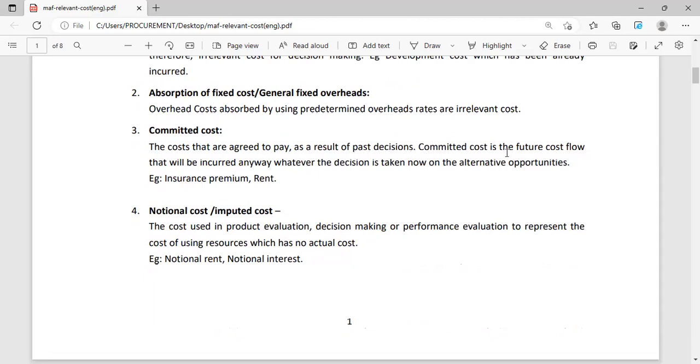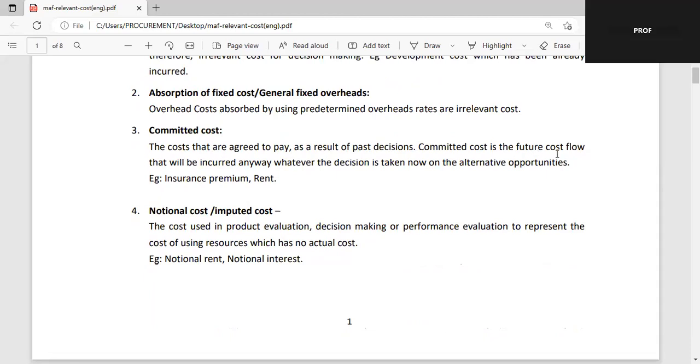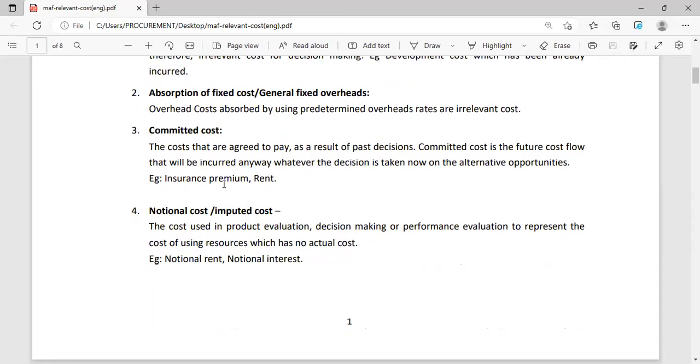So committed cost is also the future cash flow that will be incurred anyway, whatever decision is taken. We know about the committed cost already, like your rent. Either you accept the project or you don't accept the project, you will still have to pay for that rent.